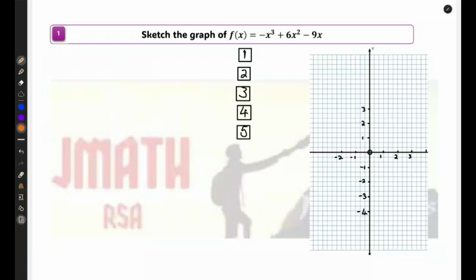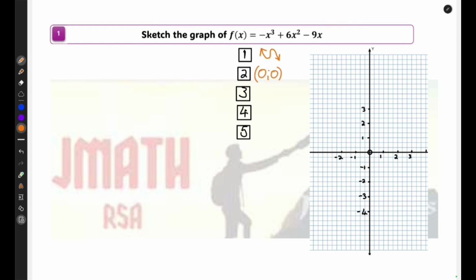Okay, so I have my list of 5 things I'm looking for. I'm going to start with the shape. I can see my a value is -1, and therefore the shape would be a decreasing function. For step 2, I'm looking for the y-intercept. There's no constant value there, so I know the y-intercept in this case is (0, 0).